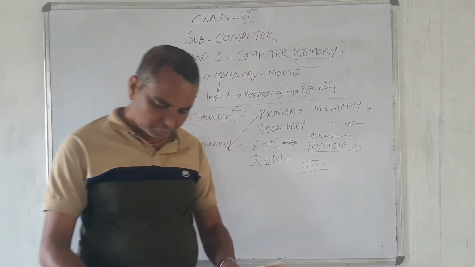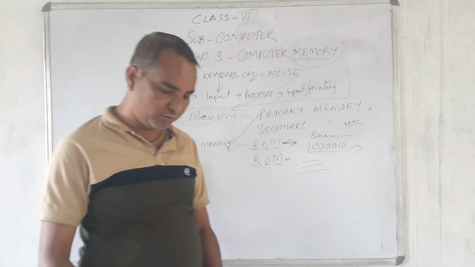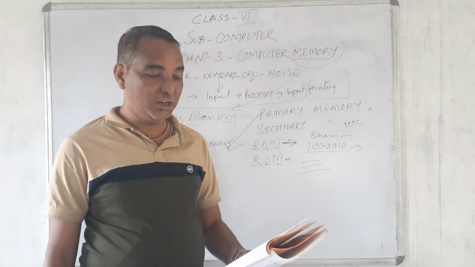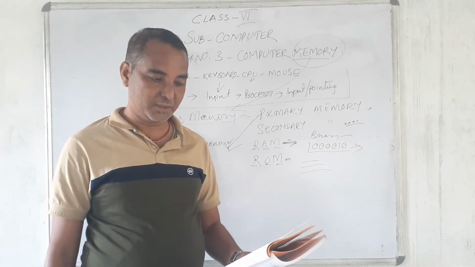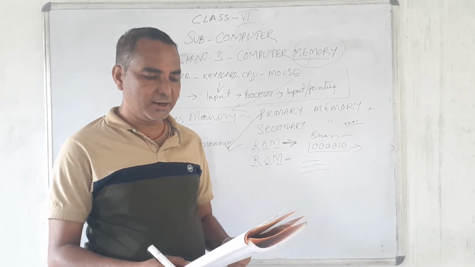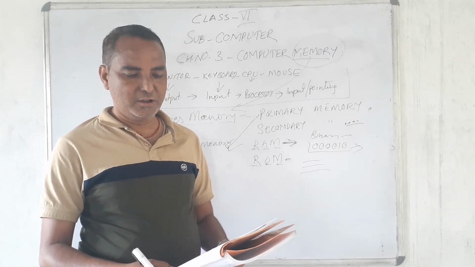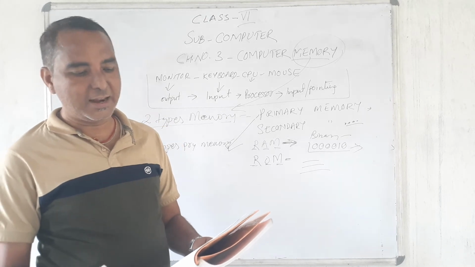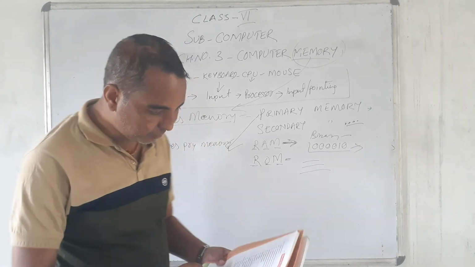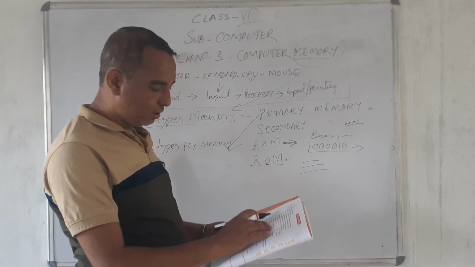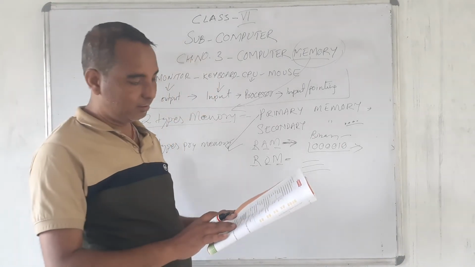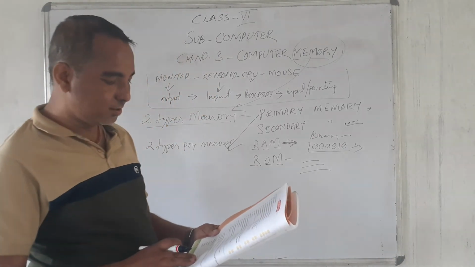Now please look at page number 26. There is work for you. Choose the correct answer. First one, EEPROM stands for: Electrically Erasable Programmable Read Only Memory, or Electrical Erasable Programmable Read Only Memory. Options are given here, number 1 to number 5. Just go through the book, all the answers you will get here. It's very easy. And next one is B.